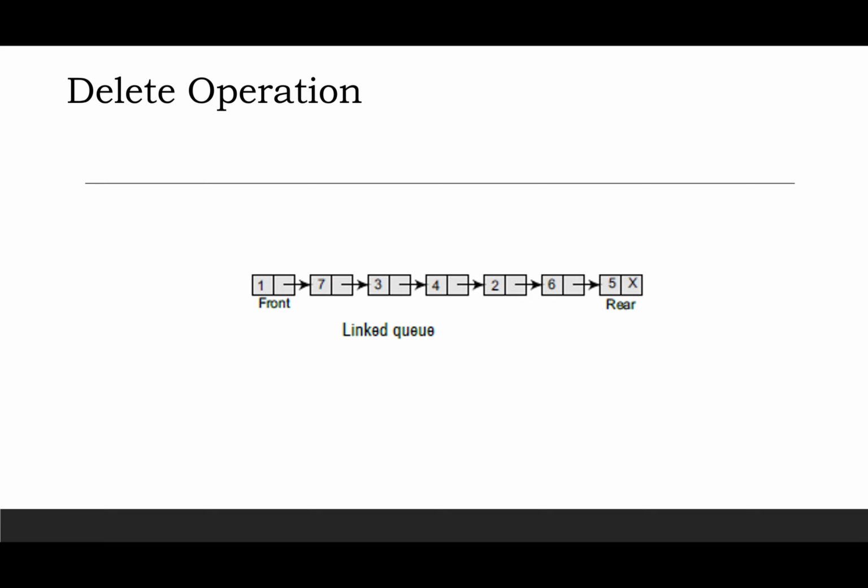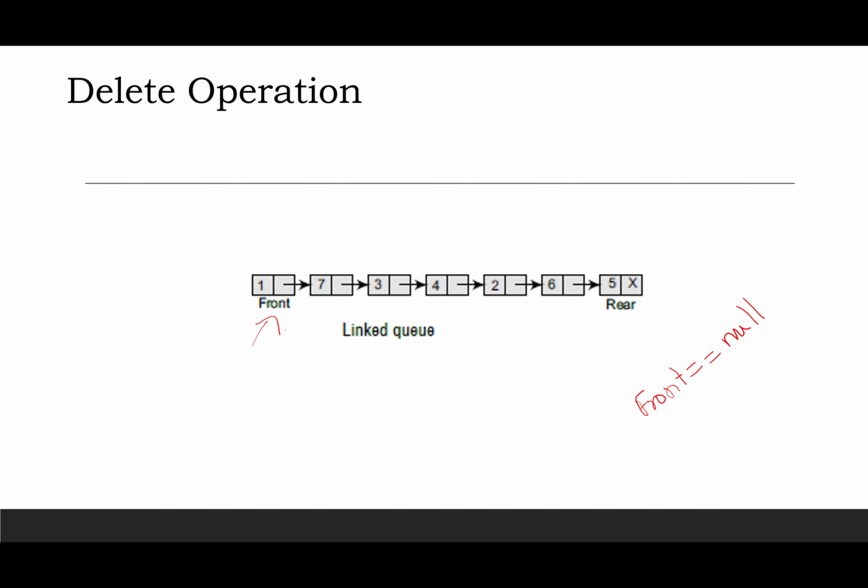Delete operation. In a linked queue, we will do the delete operation at the front position. Before doing the delete operation, we need to check one condition: we need to check whether front is equal to null.